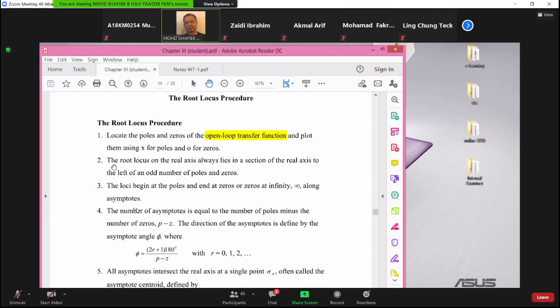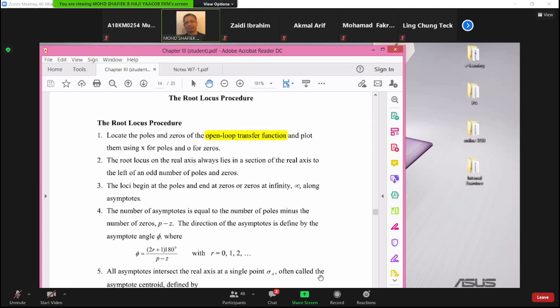See, the first step is locate the poles and zeros of the open loop transfer function and plot them using X and O's. So that's the first step. You need to identify the poles and zeros of the open loop transfer function. Then the root locus on the real axis lies in the section of the real axis to the left of an odd number of poles and zeros. So the loci begin at the poles and end at zeros. If there are not enough zeros, then the loci will end at infinity along asymptotes. I'm just going to talk about these 1, 2, 3 first.